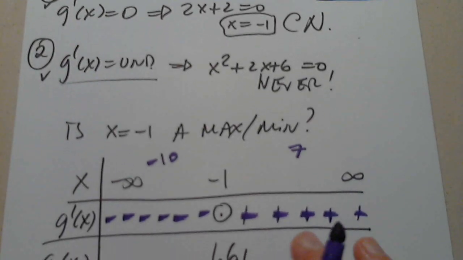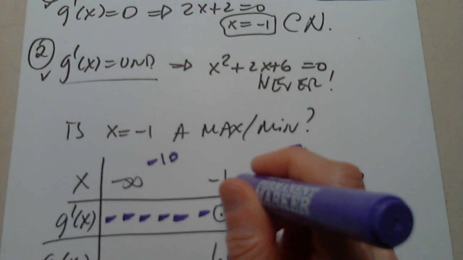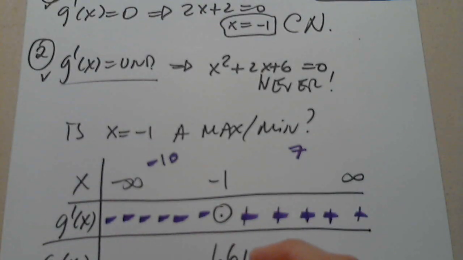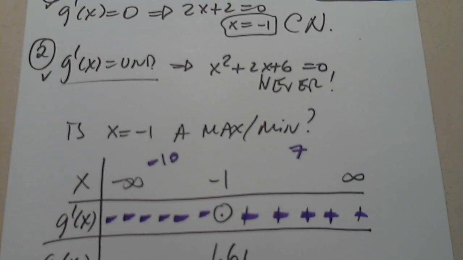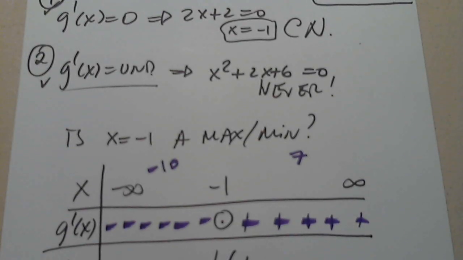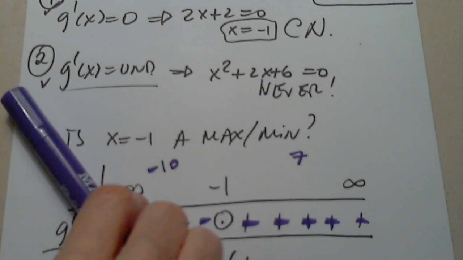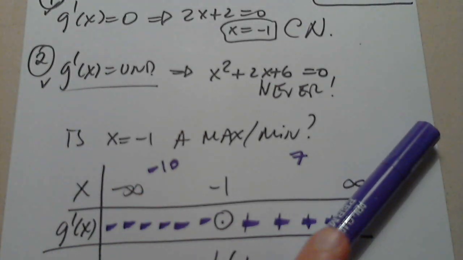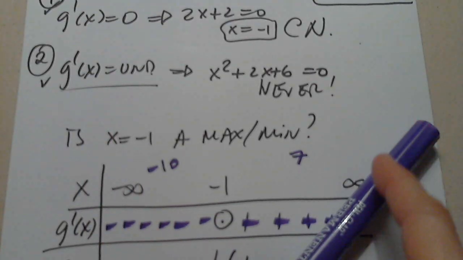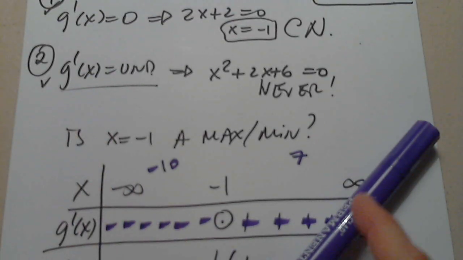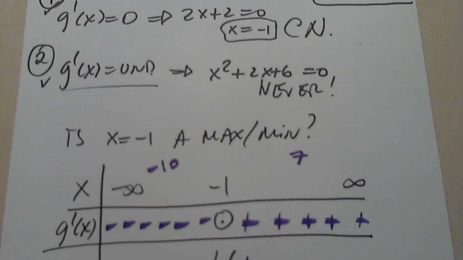So now can anyone, again, clearly identify -1, 1.61? What type of point is this? It's a minimum. Perfect. Local minimum. How do I know? The slope of the tangent line here is negative, and the slope of the tangent line here is positive. So the only possibility is a minimum. Any questions?